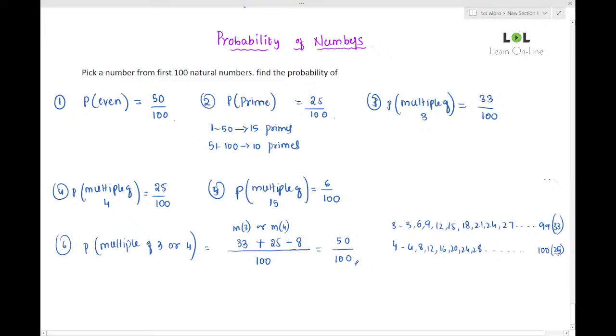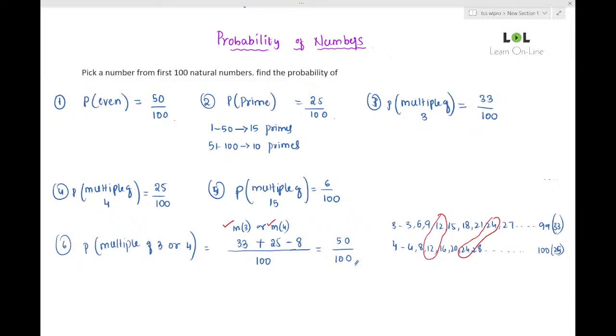So we took multiples of 3, how many? 33, that is fine. Multiples of 4 we took. But if you see guys, there are common multiples, which are those: 12, 24, 36, 48, 60, 72, 84, 96. These are common multiples between them. So we are counting them 2 times. We have to remove them.